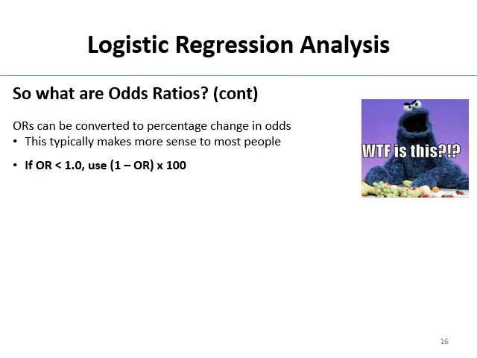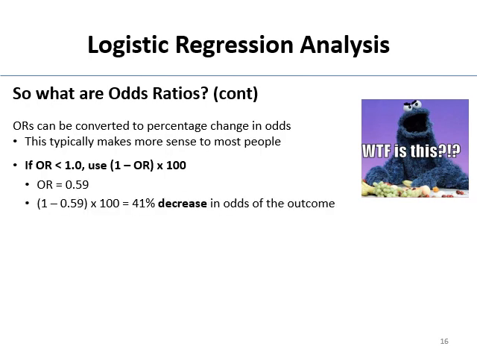1 minus the OR times 100 gives you the percent decrease in odds, because it's an odds ratio less than 1. So let's say you had an odds ratio of 0.59. If you do the little formula, 1 minus 0.59 times 100, you get a 41% decrease in the odds of the outcome group coded 1, basically. So for example, it'd be like a 41% decrease in odds of completing the program, or odds of getting in a crash, or odds of getting another DUI. But it's lower because the odds ratio is less than 1.